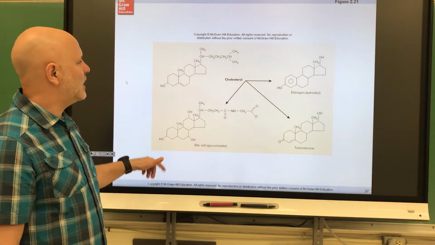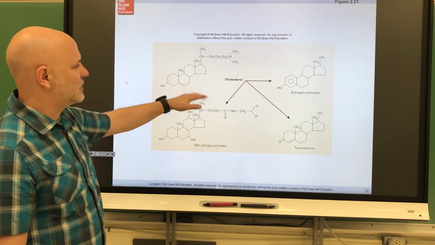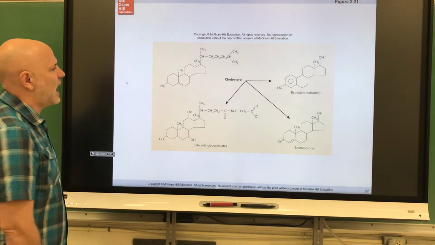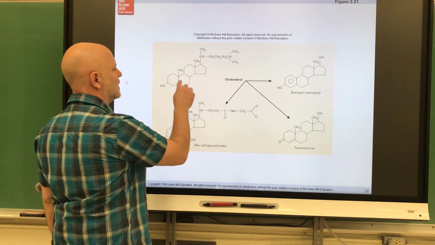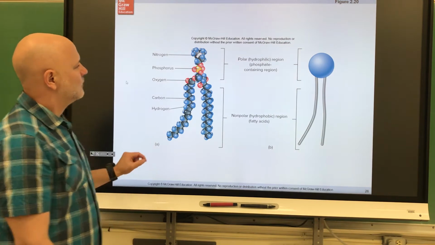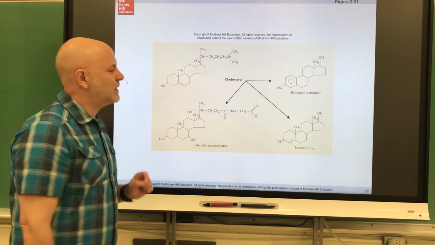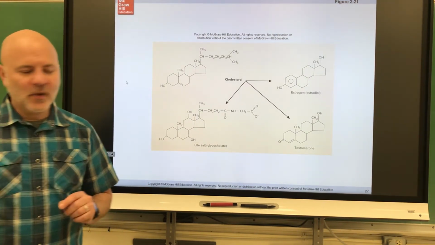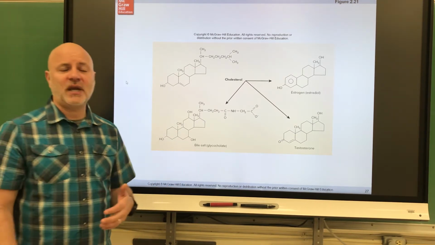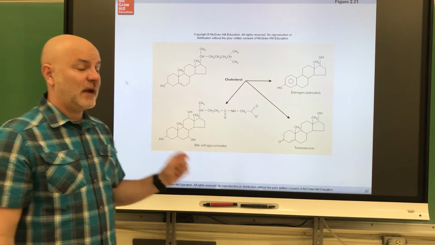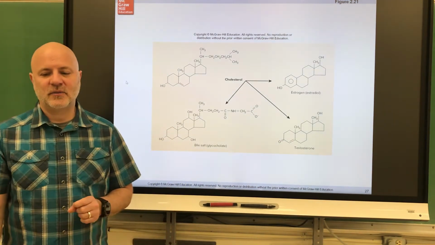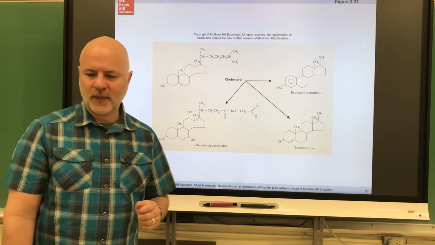Next are steroids. These are all steroids: cholesterol, estrogen, testosterone, bile salts. So the commonality between these is this 4-ring structure. So all steroids have that 4-ring structure. But all steroids have that 4-ring structure. Now I do want to tell you that a molecule's shape determines its function. And so anabolic steroids have a shape that's similar to testosterone, so they have a similar function to testosterone.